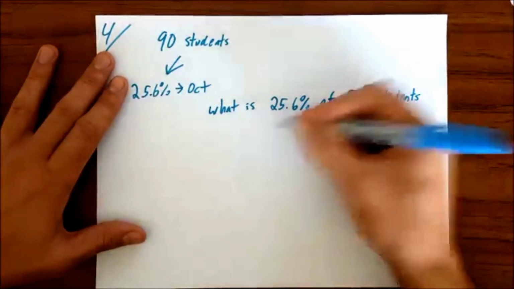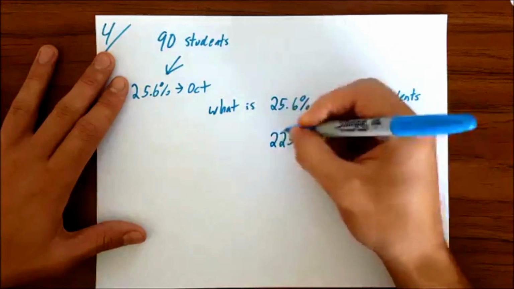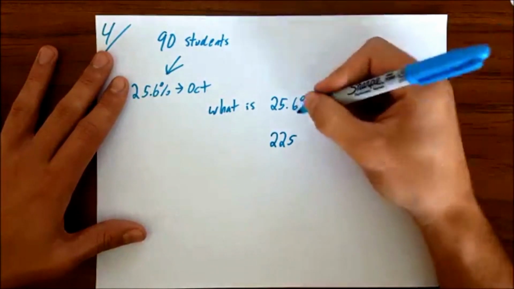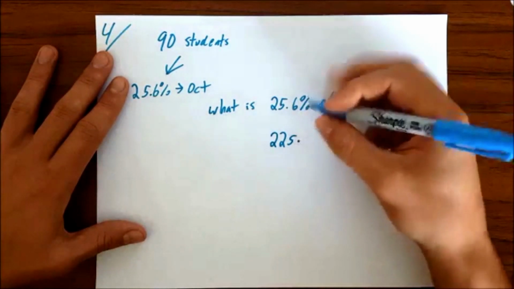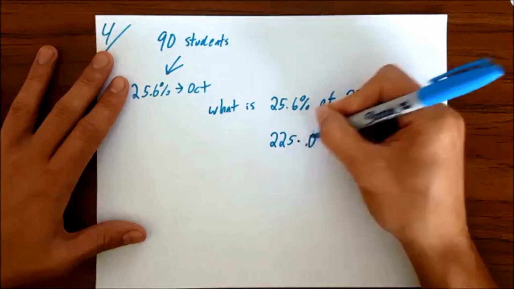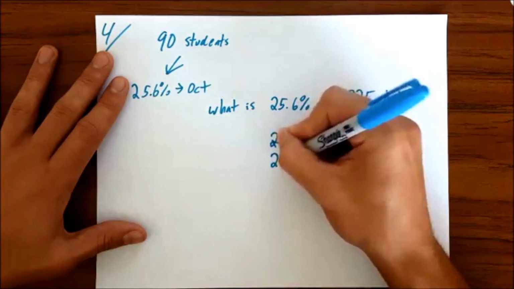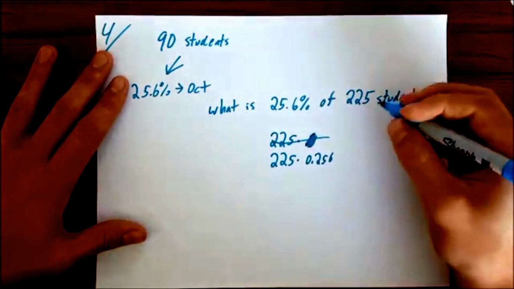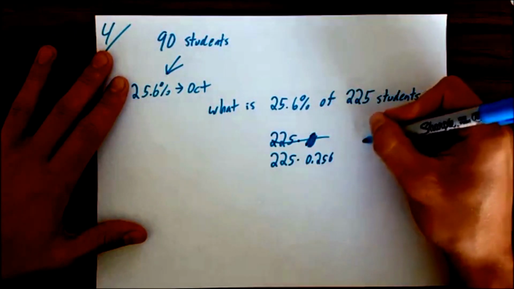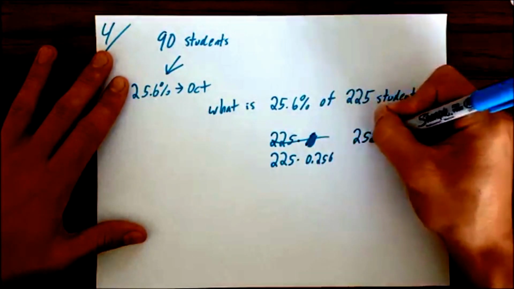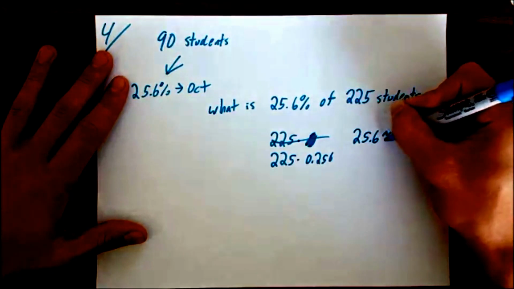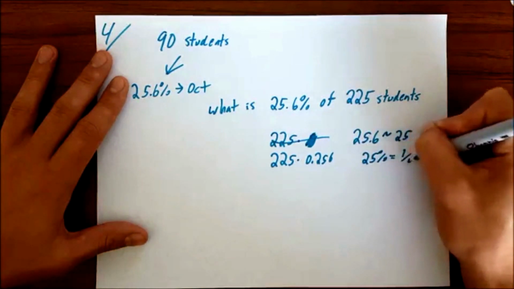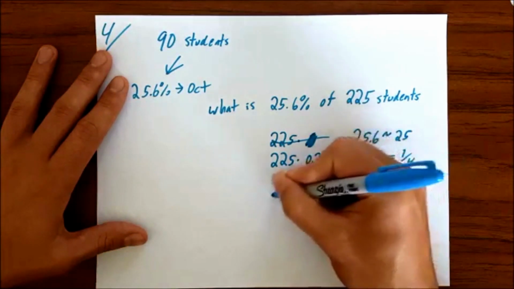All that you're going to do then is 225 times 0.256. Since I don't have a calculator, that would be what you're looking for, but I don't quite have that, so you can just kind of estimate. So 25.6% is approximately 25%, right? And 25% is a quarter. So you could just do 225 divided by 4.